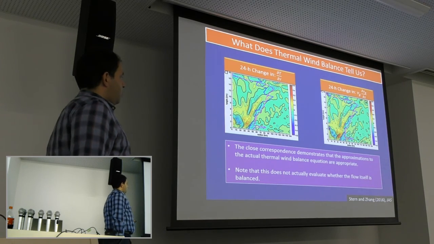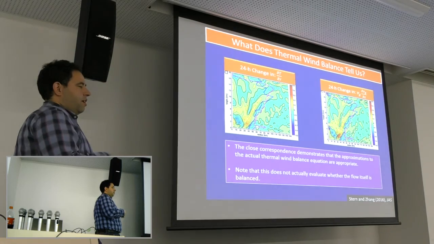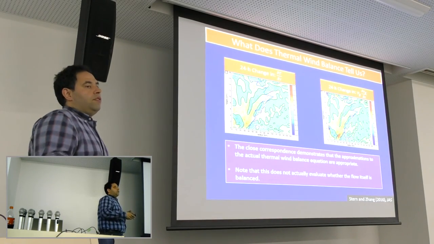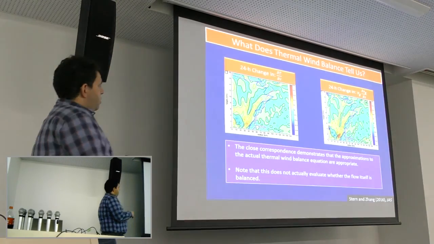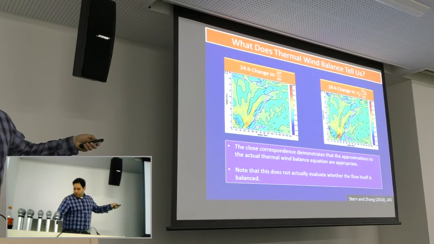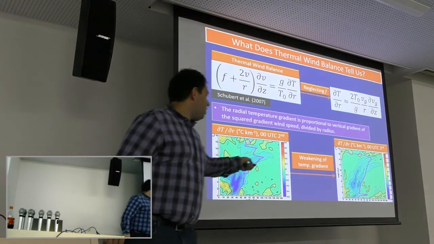But what we want to look at here is the change in the radial temperature gradient, because we're trying to understand how the temperature field relates to the wind field. So we want to see how the change in the temperature field relates to the change in the wind field. So this plot here on the left is the 24-hour change in the radial temperature gradient. So the difference between this plot and that plot.